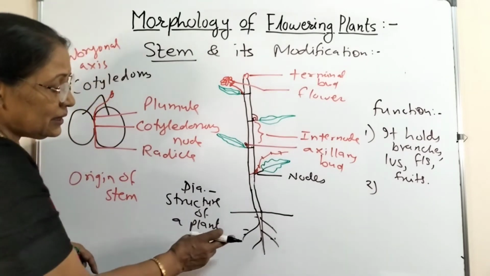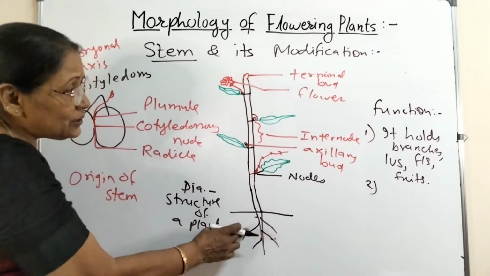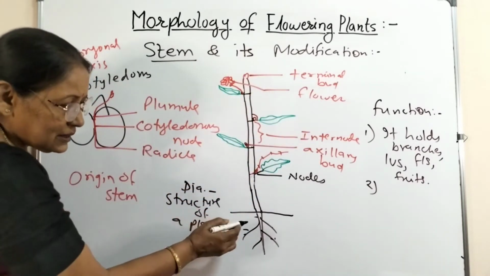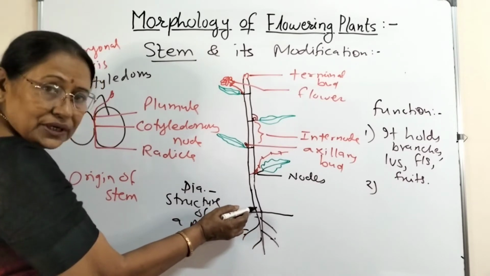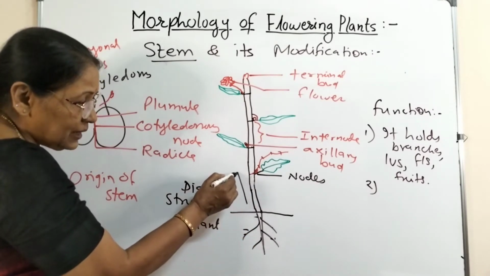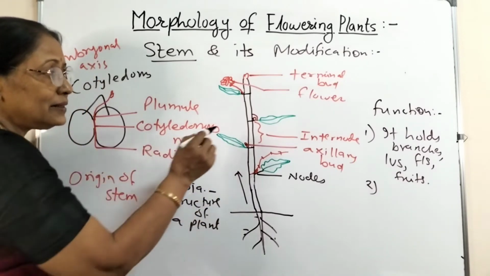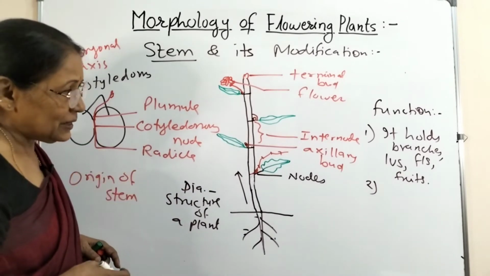The second function is, here the roots have absorbed the water and minerals. This has to move upwards to each and every part of the plant. This is done by the stem. The stem receives this water and mineral, and it moves upwards. Fine, this is one. Another, these leaves do photosynthesis and form the photosynthetes.